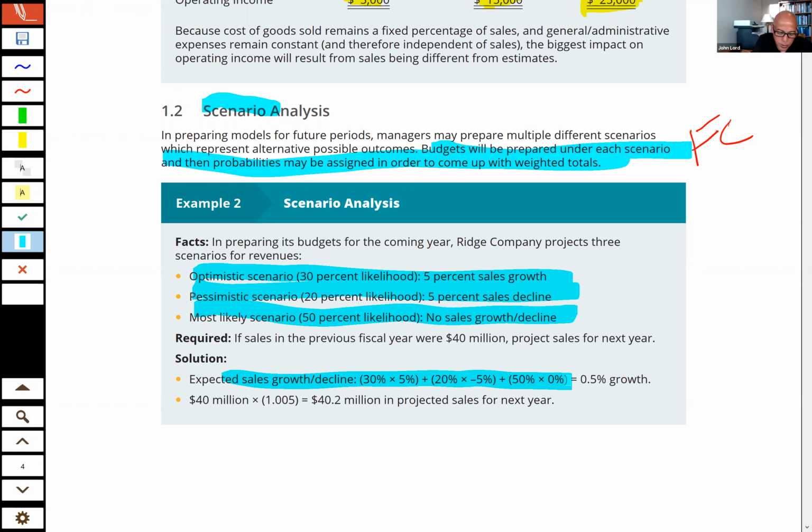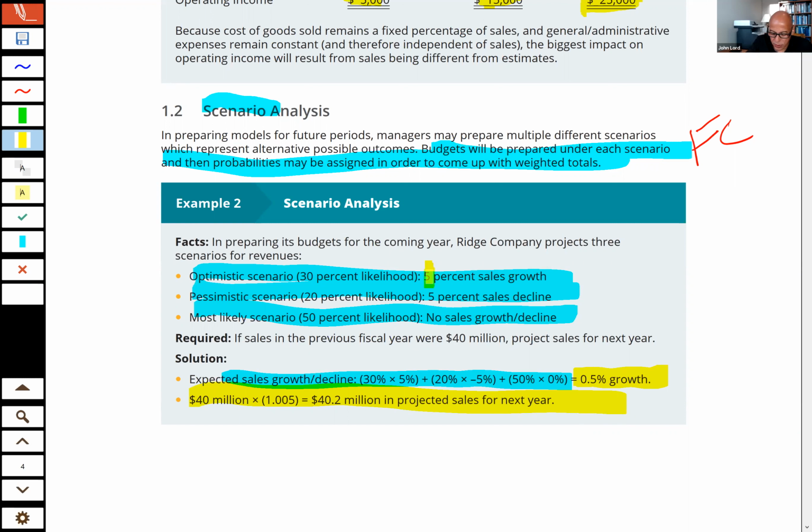And so the probability is we're predicting 0.5% growth. And so if our sales are currently 40 million, then we're thinking for the next year we'll have 40.2 million.